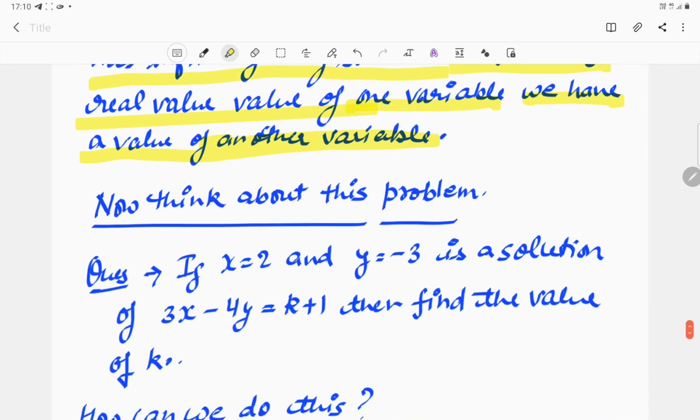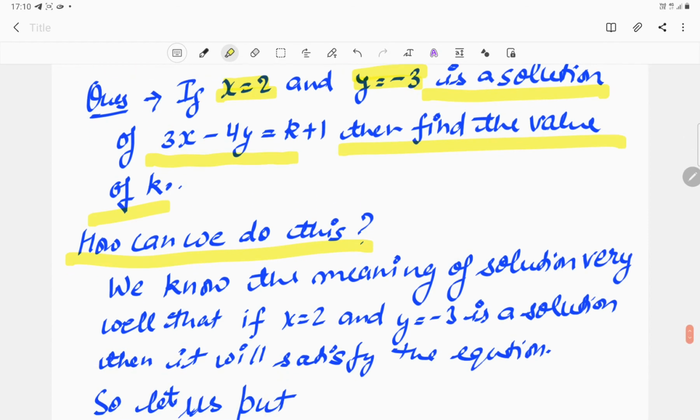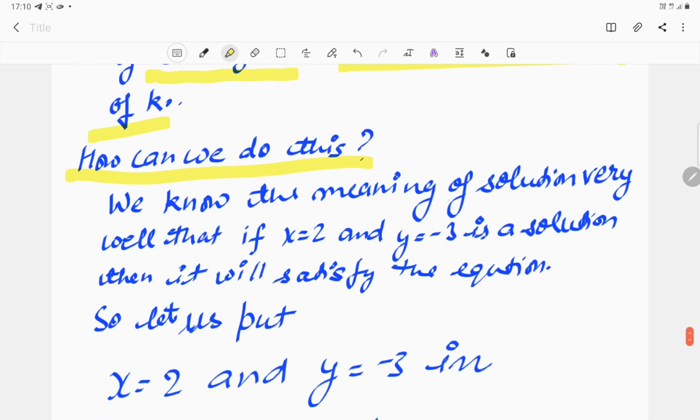Now think about this problem. If x equals to 2 and y equals to minus 3 is a solution of 3x minus 4y equals to k plus 1, then find the value of k. So how can we do this? We know what is the meaning of solution. So the meaning of solution is very well known to us.